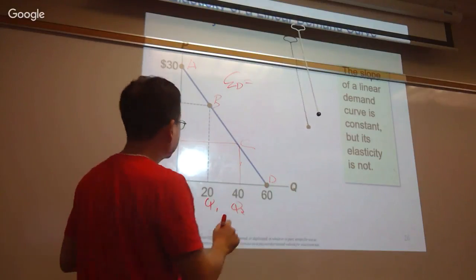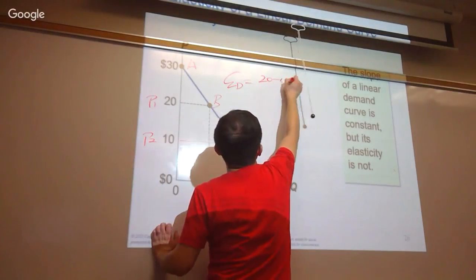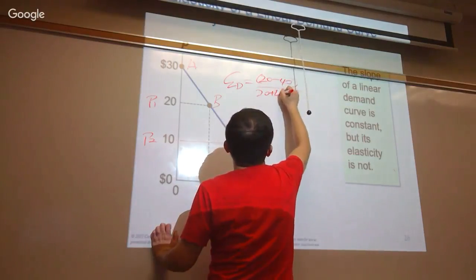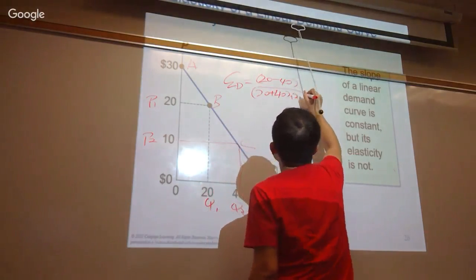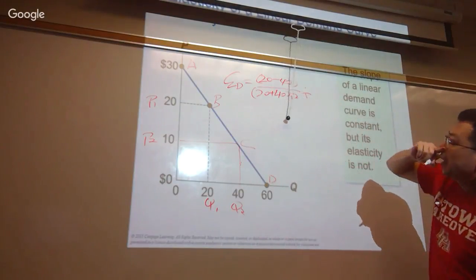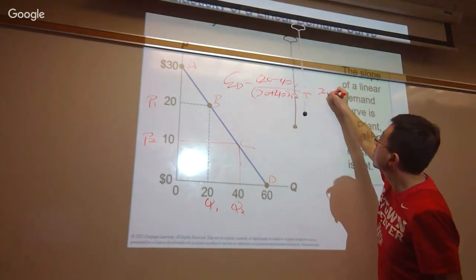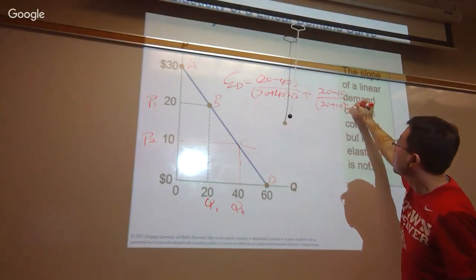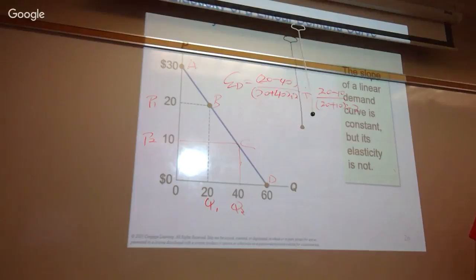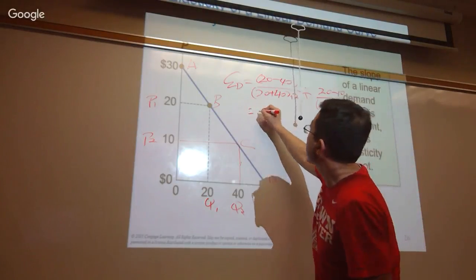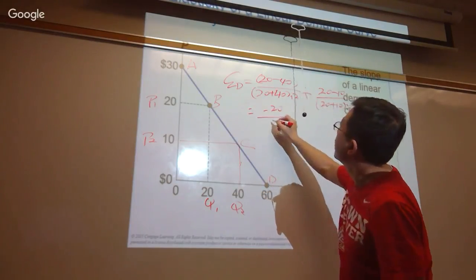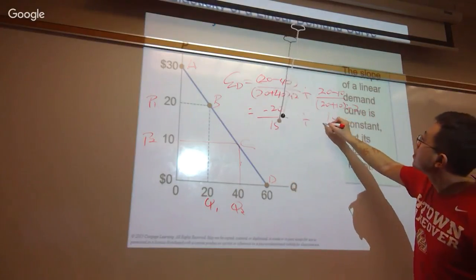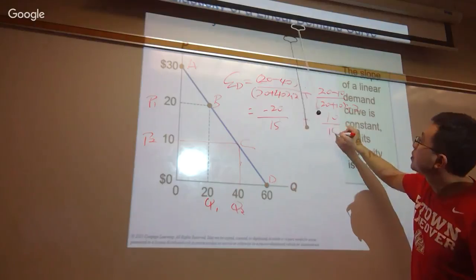So this will be 20 minus 40 divided by 20 plus 40 divided by 2, and then divide 20 minus 10 over 20 plus 10 divided by 2, right? And then simplify. So this will be minus 20 on top, 15 on the bottom, and this will be 10 on top, and then 15 on the bottom, right?